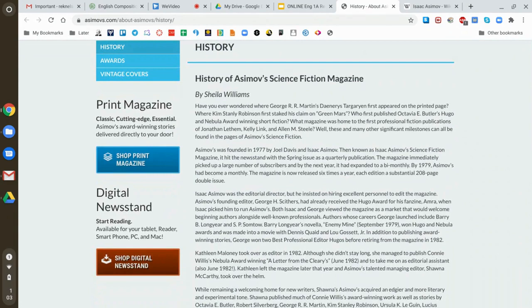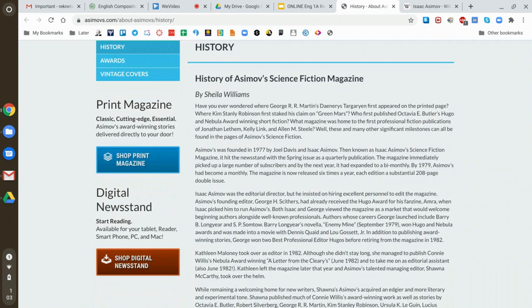Have you ever wondered where George R. R. Martin's Daenerys Targaryen first appeared on the printed page? Where Kim Stanley Robinson first staked his claim on Green Mars? Who first published Octavia E. Butler's Hugo and Nebula award winning short fiction? What magazine was home to the first professional fiction publications of Jonathan Lethem, Kelly Link, and Alan M. Steele? Well, these and many other significant milestones can all be found in the pages of Asimov's science fiction. Asimov's was founded in 1977 by Joel Davis and Isaac Asimov.